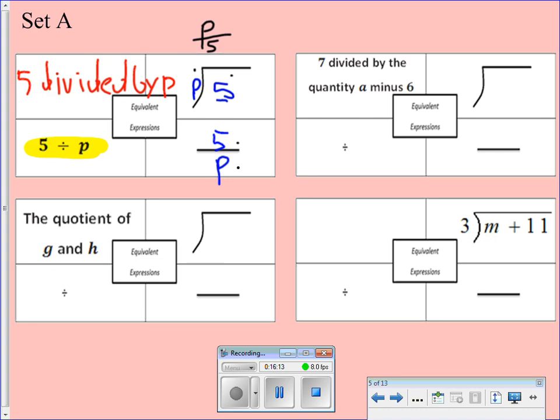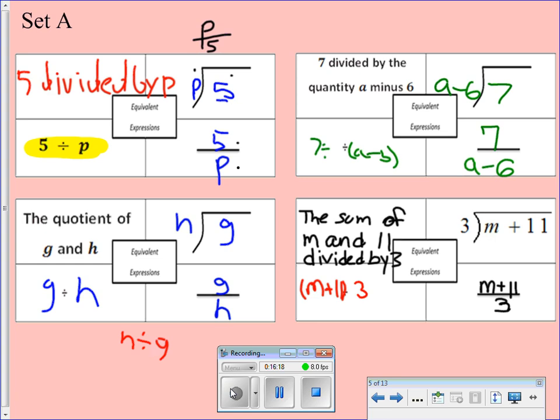Let's go down to the quotient of G and H. So let's take a look at all of the answers for the first 4 boxes in set A. We have 7 divided by the quantity A minus 6. So you could break it up into your 2 parts. 7 divided by A minus 6. Notice how we only need the parentheses when it's written with the symbol. Make sure you have the language correct for the last one. The sum of M and 11 divided by 3.